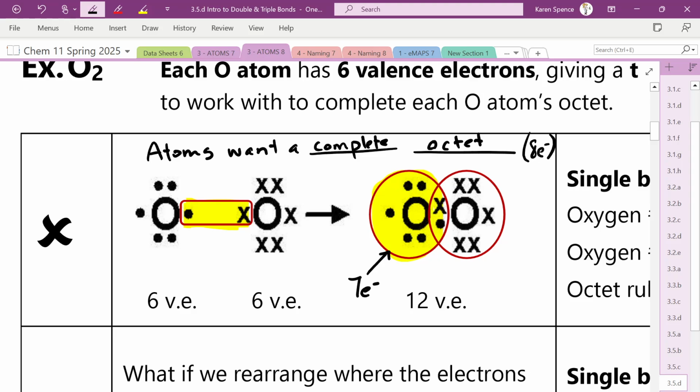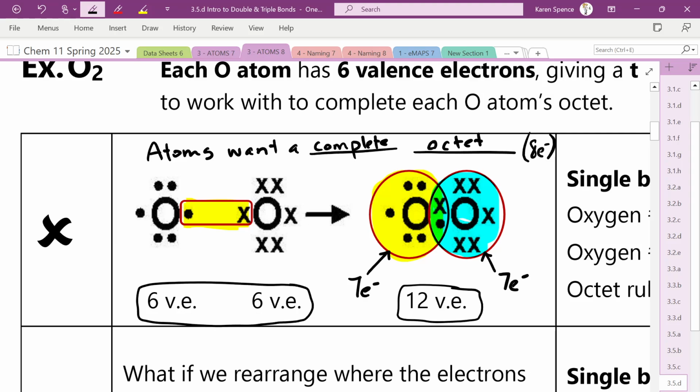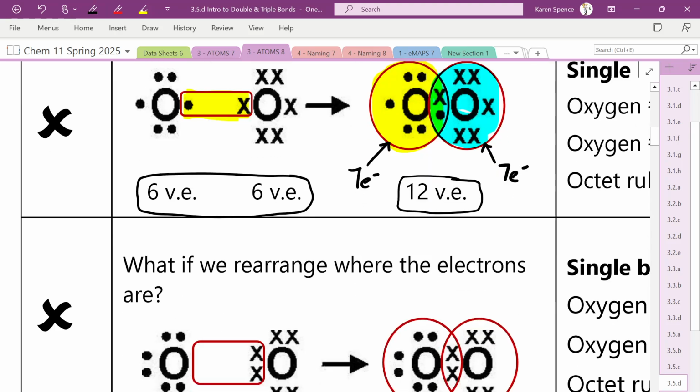So 7 electrons on the left. How many on the right? The right-hand oxygen has 7 electrons. And we have a problem, right? It's not a happy little oxygen. What is good, though, is that we started with 6 and 6, which is 12, and we finished with 12. So at least we have the right number of electrons in the structure, but the structure doesn't give us a complete octet, so it's not good yet. How could we fix that?